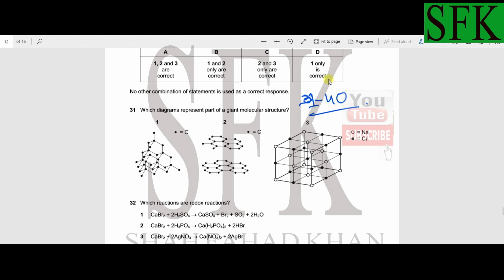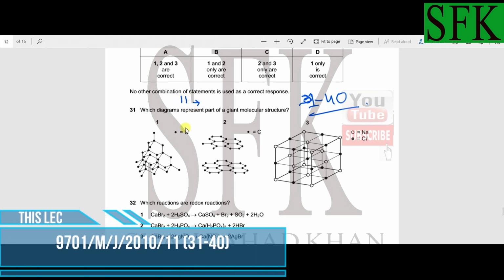The last 10 MCQs of this lecture of this paper, May June 2010, paper one, variant one, AS Chemistry 9701. So let's get started from 31 to 40. The previous MCQs have been covered in the last three lectures, the links to which have been given in the description. Do check that out before viewing this lecture if you haven't.